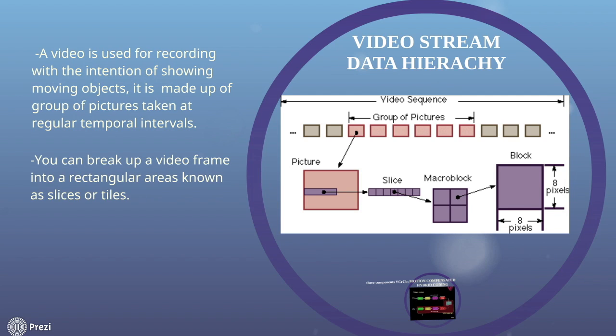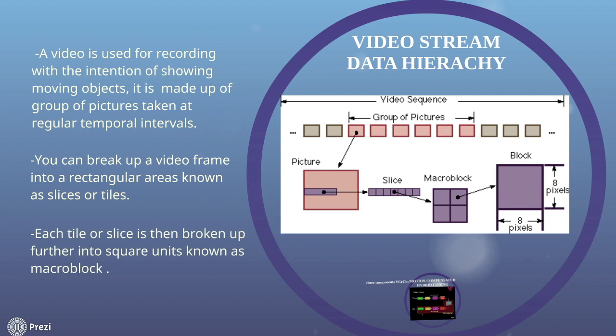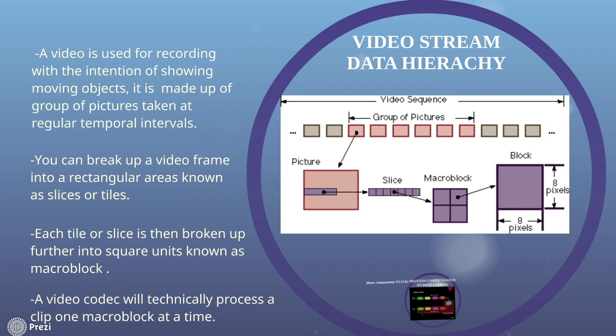You can break up a video frame into rectangular areas known as slices or tiles. Each tile or slice is then broken up further into square units known as macro blocks. A video codec will technically process a clip one macro block at a time.